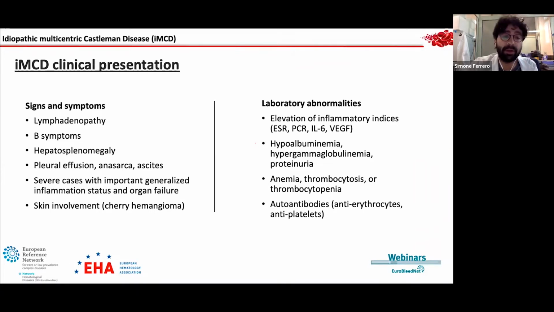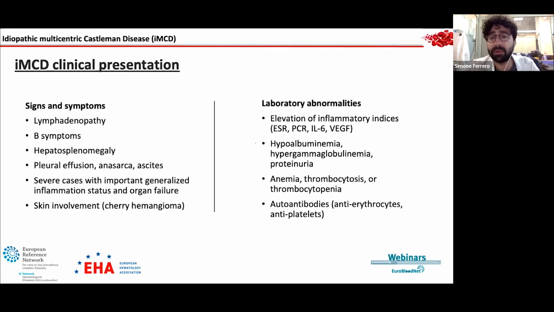There could be pleural effusions, anasarca or ascites, while severe iMCD cases show an important generalized inflammation status with organ failure. Sometimes skin involvement can be present, such as cherry hemangioma.